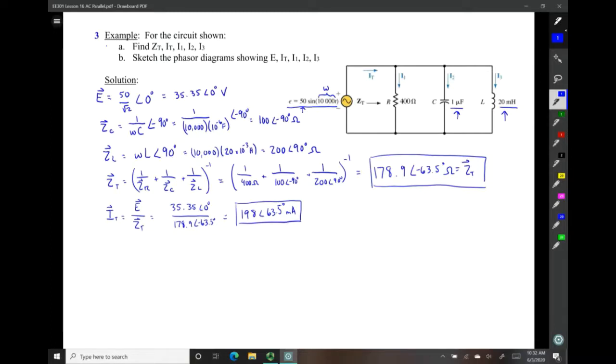So the most straightforward way to solve for all these individual currents, I1, I2, and I3, is to use Ohm's law, right? Because we know the voltage drop across every one of these is going to be the same, which is equal to our voltage source, E. However, you could also use the current divider rule, right, by dividing I of t into each one of these separate paths.